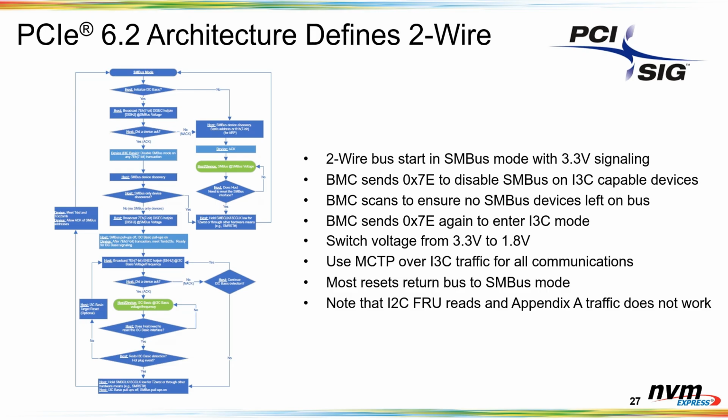And note here that old tasks that you used to do over SMBus no longer work, like an I2C through read or the Appendix A traffic. Those won't work at I3C speeds and voltages. And then if we get a reset, it will return us back to SMBus mode. So if we accidentally go there, there's a recovery path.